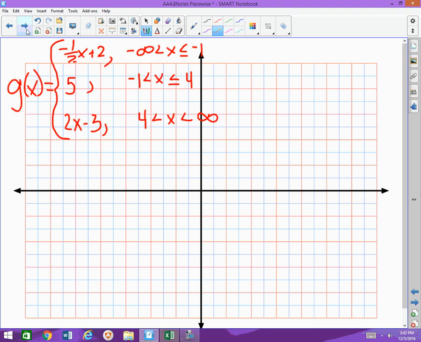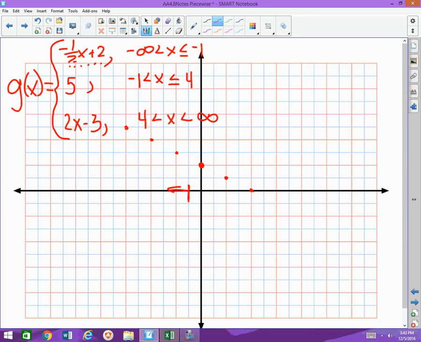As another example, here we have negative 1/2 x plus 2 from negative infinity to negative 1, 5 from negative 1 to 4, and 2x minus 3 from 4 to infinity. So first to draw negative 1/2 x plus 2. Crosses at 2, slope is negative 1/2. And I'm not going to draw the whole thing because I don't need the whole thing. I only need the part from negative 1 to negative infinity.